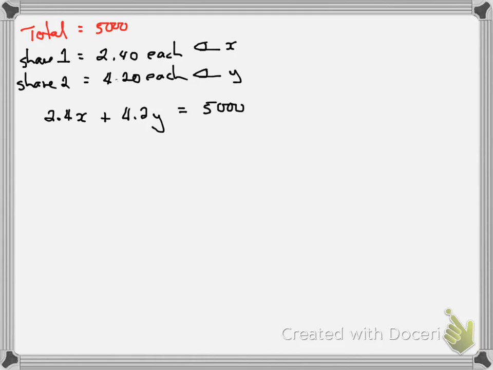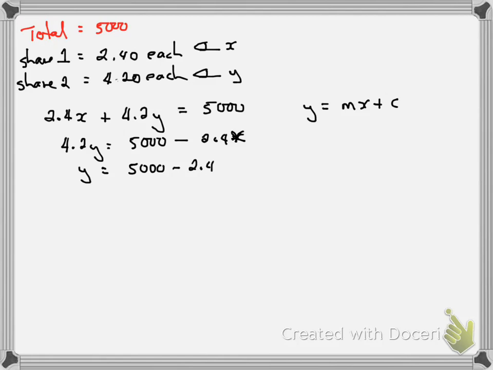Now that looks like an equation, but it's not in the form of y equals mx plus c. So we can rearrange this. So we can say 4.2y equals 5,000 minus 2.4x. Looks better now. Therefore y is going to equal 5,000 minus 2.4x over 4.2. Now that is in the form of y equals mx plus c.